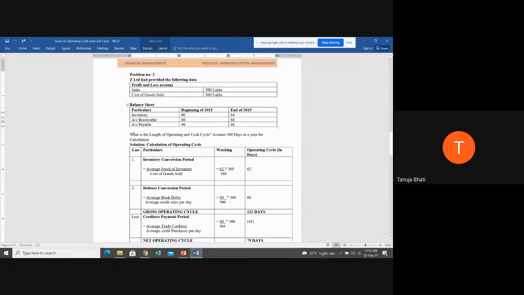Now they are asking you what is the length of the operating and cash cycle. Assume 360 days in a year. They are asking you to separately calculate the operating cycle and cash cycle. So what is the formula for operating cycle? ICP plus DCP, and cash cycle is operating cycle minus CPP. Operating cycle is the inventory conversion period plus the debtors conversion period.